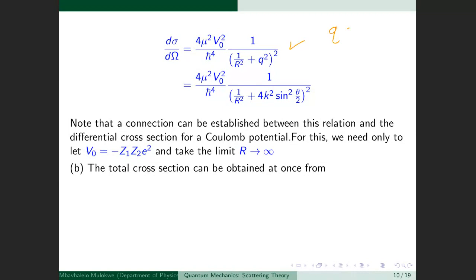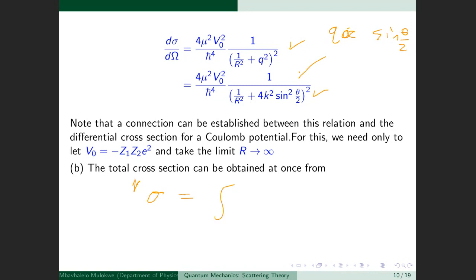And I derived that relationship between q and sine theta over 2, because so far what we are dealing with is elastic scattering. So just plug everything in there.